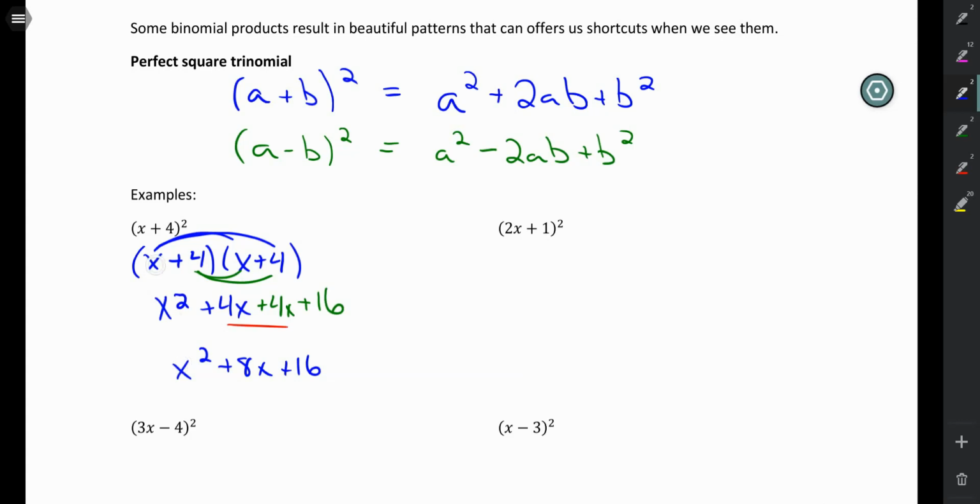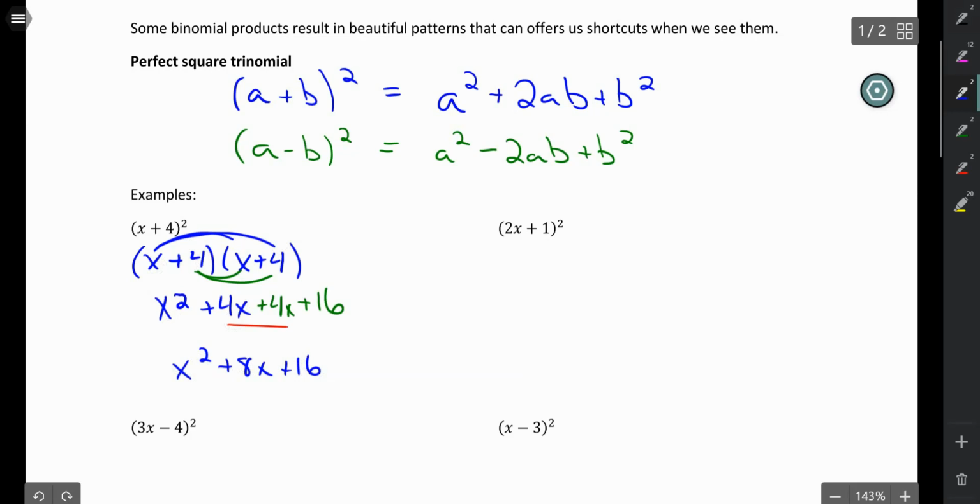And if you notice, this is our a squared, right? Our thing that's in the first spot, squared. Our thing that's in the second spot, squared, right? And 2ab. So we've got 2 times that 4, which is 8, and then there's our other part right there. So we can see what that pattern looks like when we put it together.